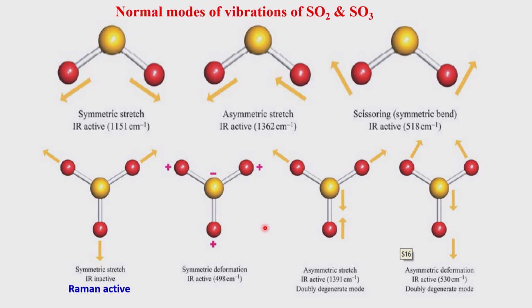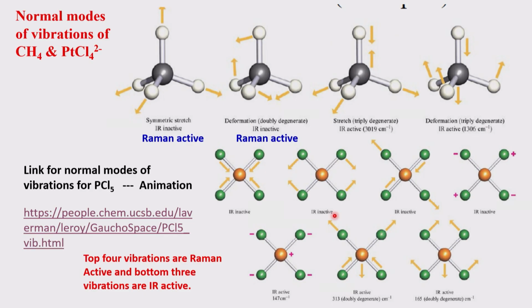I have also in the previous class shown you the different vibrations coming from SO2. All these 3 are IR active. SO3, where one of them is Raman active and 3 of them are IR active. Of course I would like you to practice all that. And the CH4, where 2 of these are in the symmetric form where there is no change in the dipole moment, they are Raman active, and those where there is a change in the dipole moment are IR active. And you have PtCl4 and so on, where the top 4 are Raman active, and the bottom 3 are IR active.